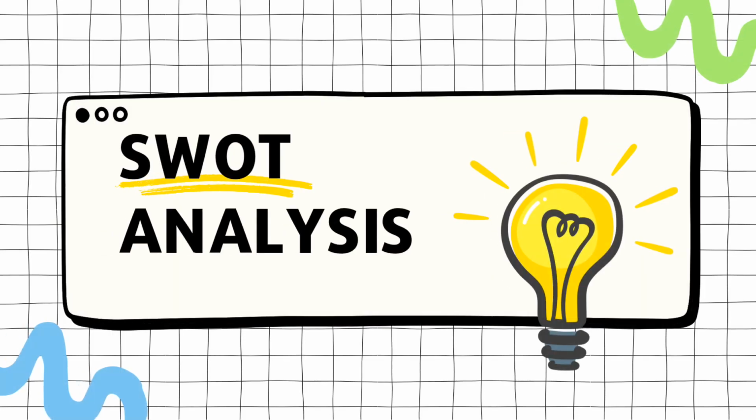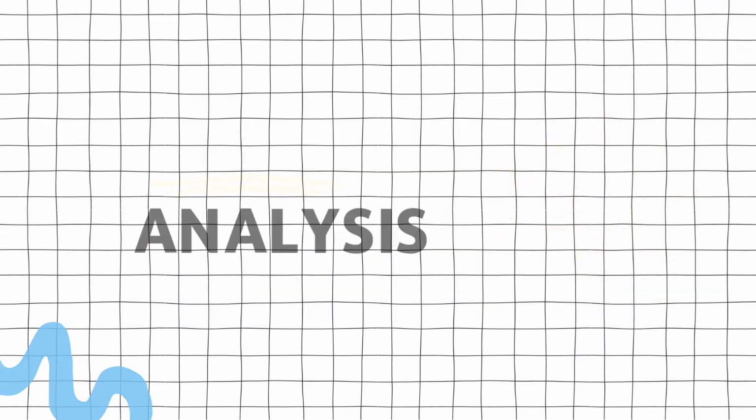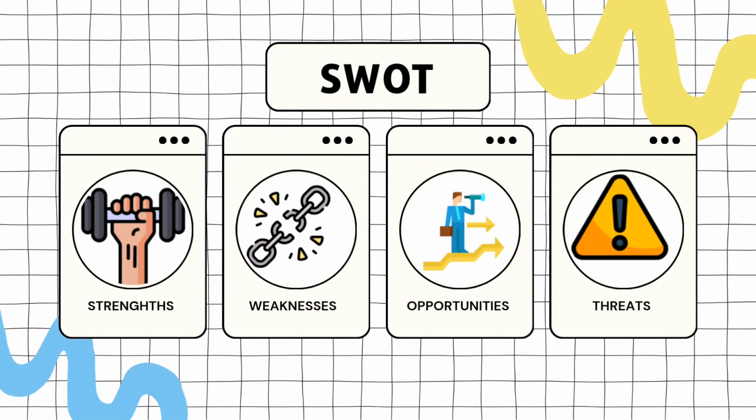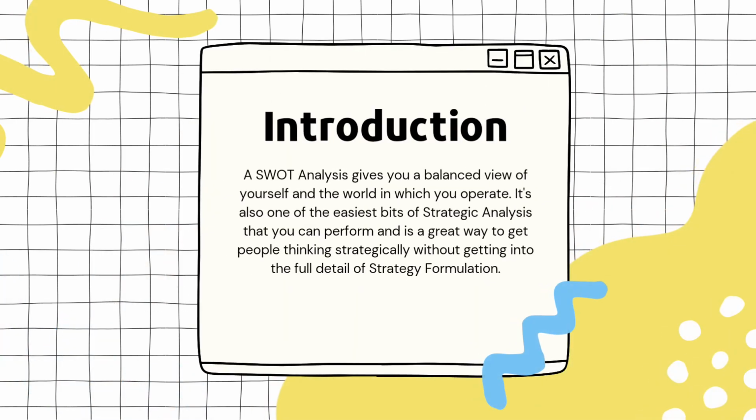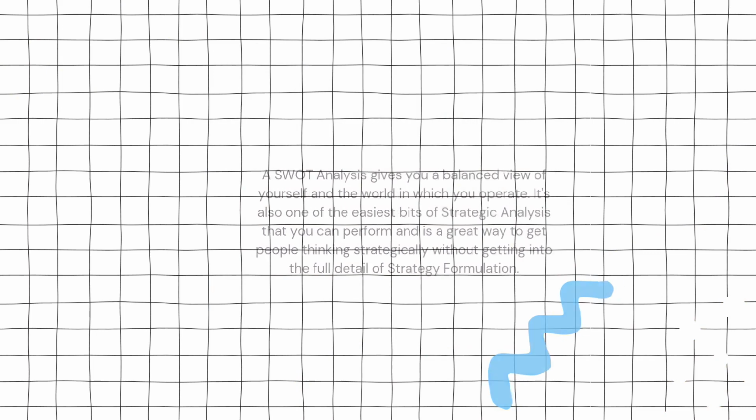Today in this video, we'll understand SWOT analysis and how you can do SWOT analysis easily. First of all, what is SWOT? It stands for strengths, weaknesses, opportunities and threats. A SWOT analysis gives a balanced view of yourself and the world in which you operate. It's also one of the easiest bits of strategic analysis that you can perform.